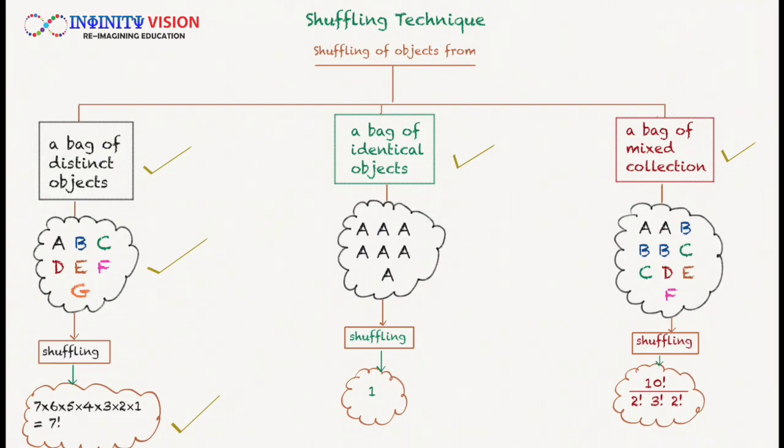Now coming to the second scenario, a bag of identical objects. You have 7 same chocolates. Now we are going to shuffle them. No matter how many times we shuffle, they will always appear in the same pattern. So the answer is going to be 1.